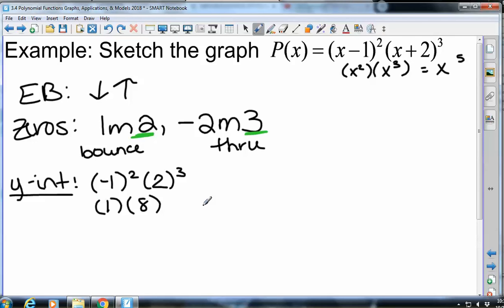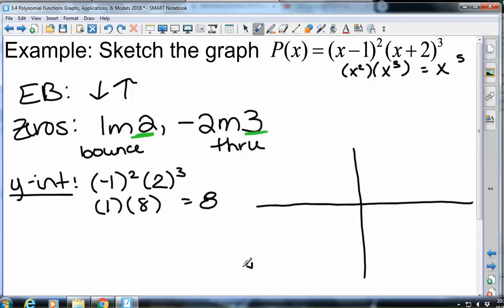Y-intercept, if you plug in zeros for all of your x's, you get 1 times 8, which is 8. So, should have a graph starting down here, ending up here. Touch the x-axis at -2 and +1. The y-axis at +8.